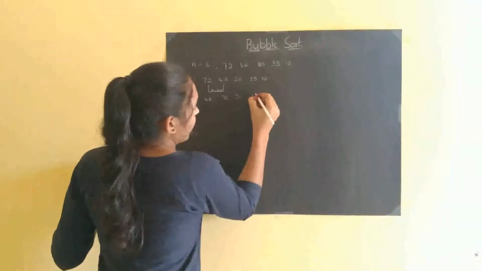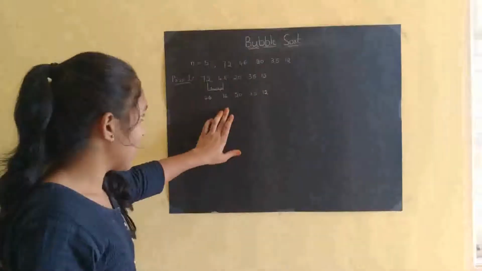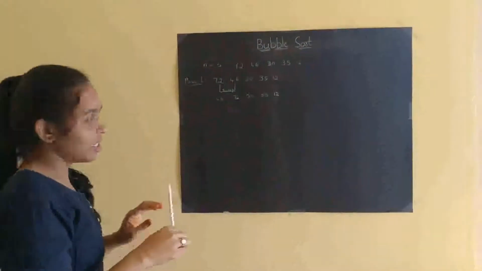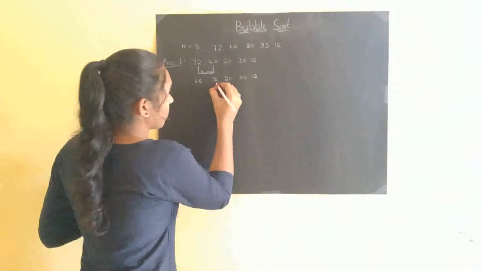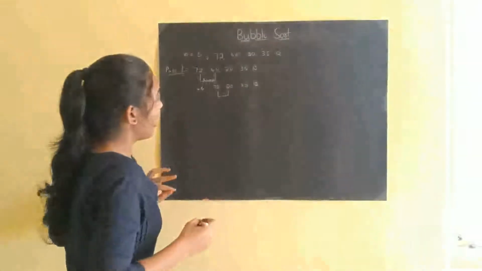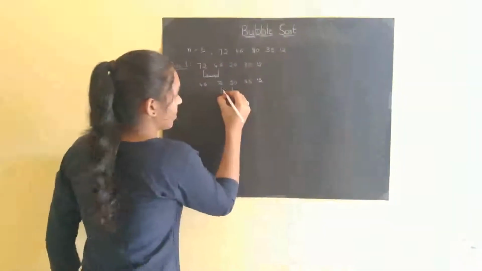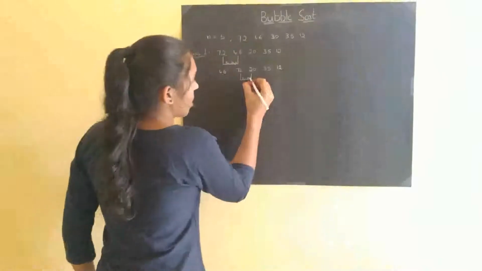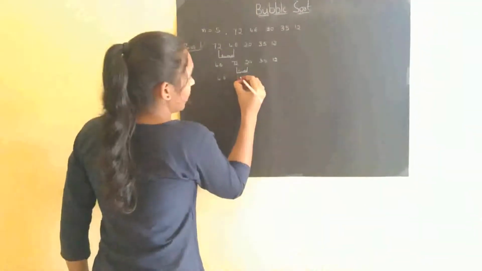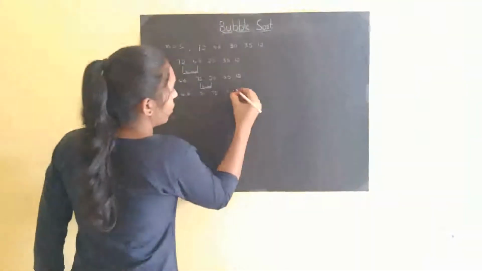20, 35, 12. Now we have to compare the second element with the next element, and again the same condition is checked. So here we have to compare 72 and 20. Here 72 is greater than 20. Again we are swapping these two values. So the result will be 46, 20, 72, 35, 12.